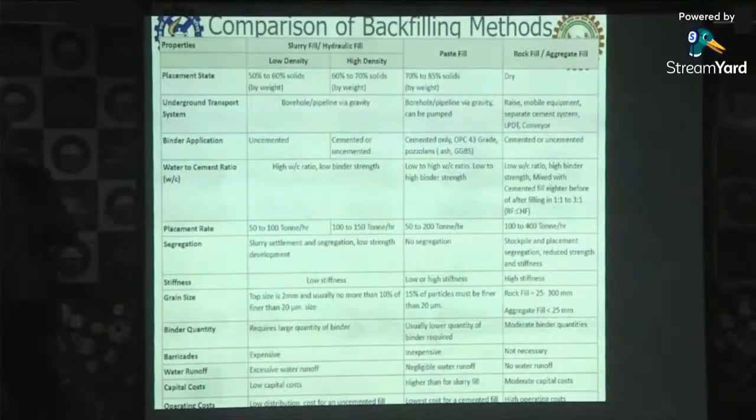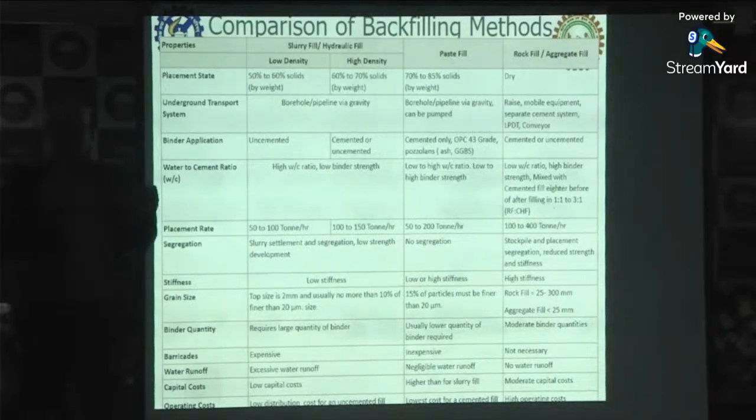But in case of paste fill, that is not an issue because the solid content is high, and the cement is evenly distributed within the fill mass. So it is more reliable. As Pradeep said, it is so reliable that they can drive a haulage road inside it. They can drive a working road inside it. And for rock fill also there is segregation. So why is there segregation in rock fill? Larger size boulders like 13 centimeters, 15 centimeters, they fall in the same range.